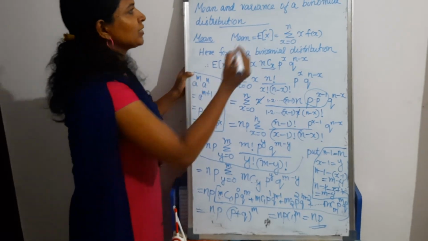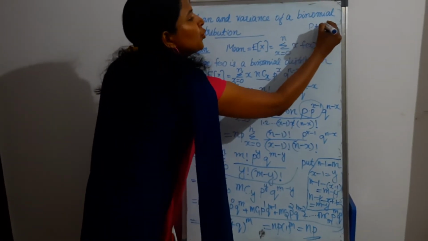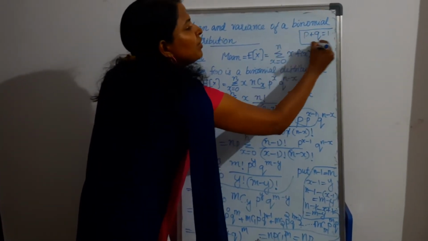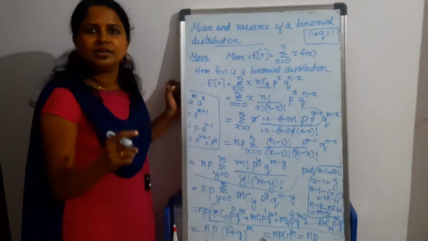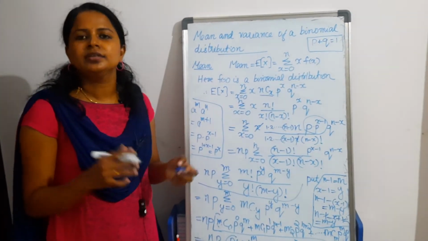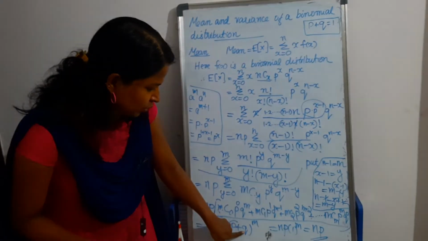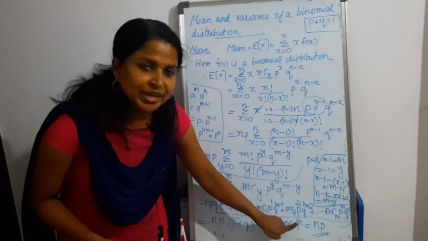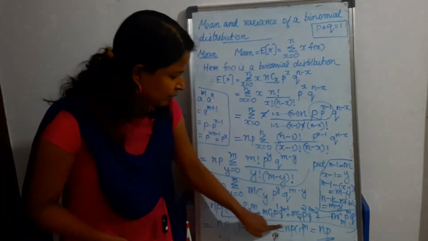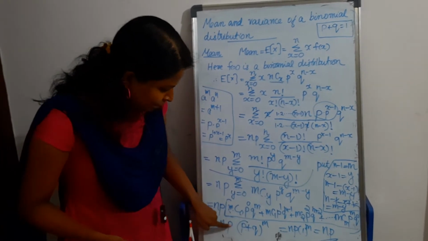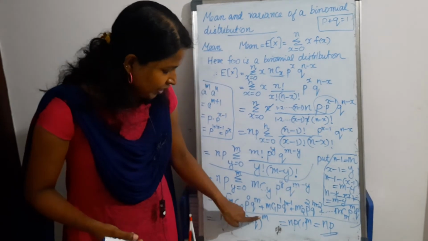Listen, what is p plus q? p plus q is equal to 1. We know that p plus q is equal to 1. Sum of total probability. Total probability is 1. That is p plus q is equal to 1. So 1 raised to m. p plus q becomes 1. That is 1 raised to m. That is np into 1 raised to m.